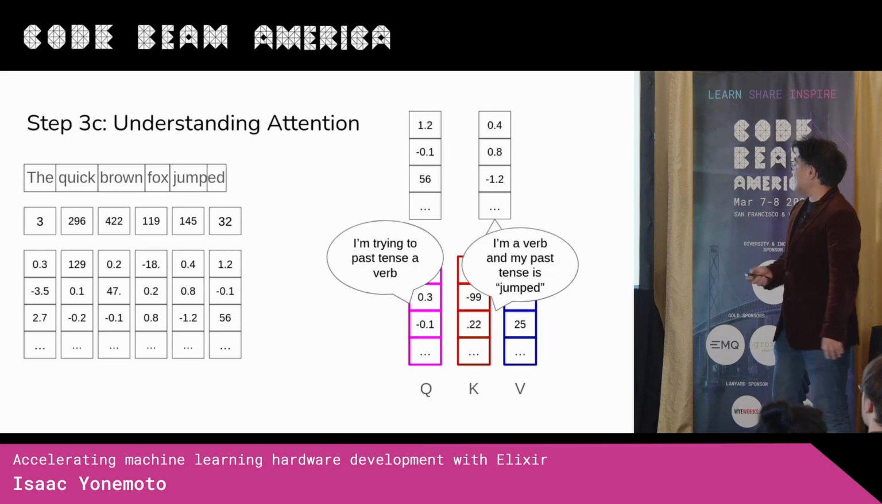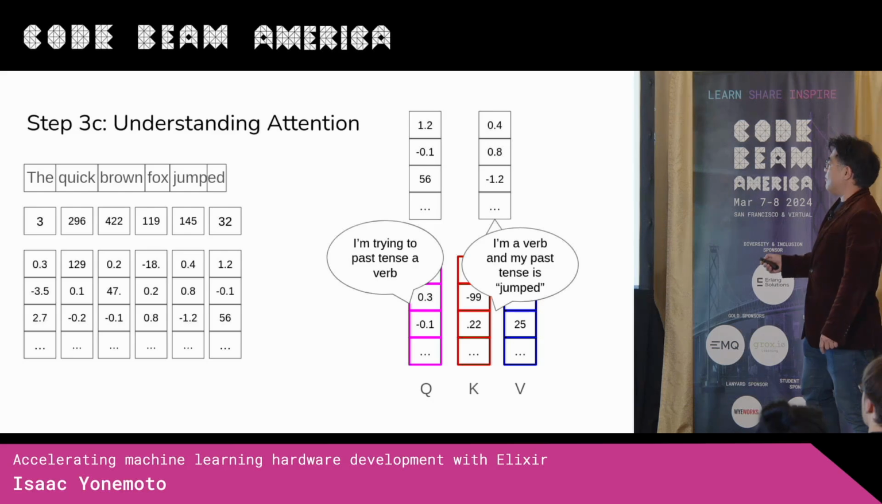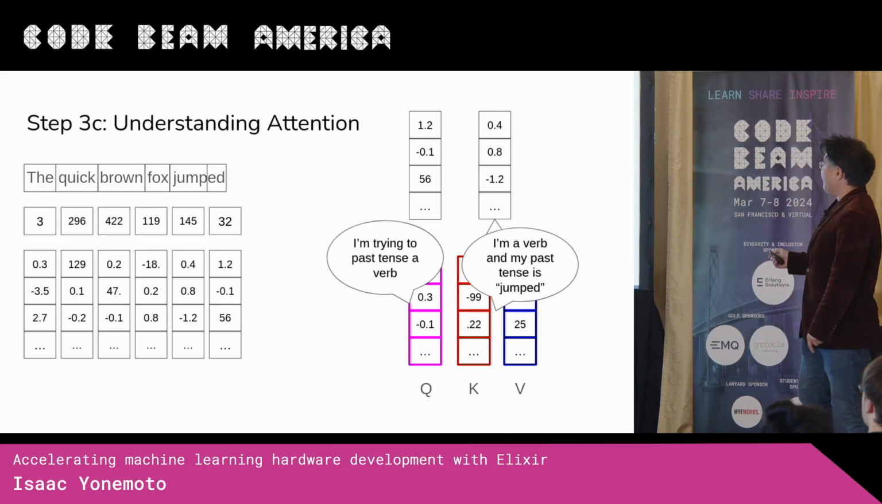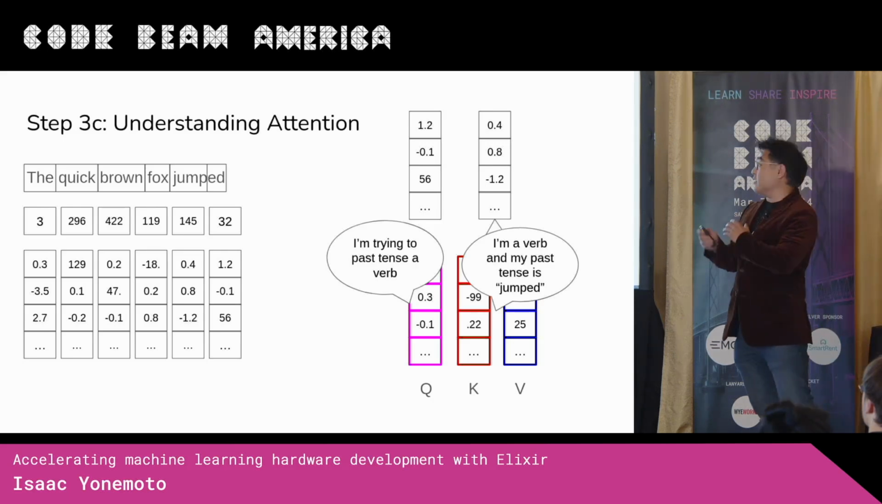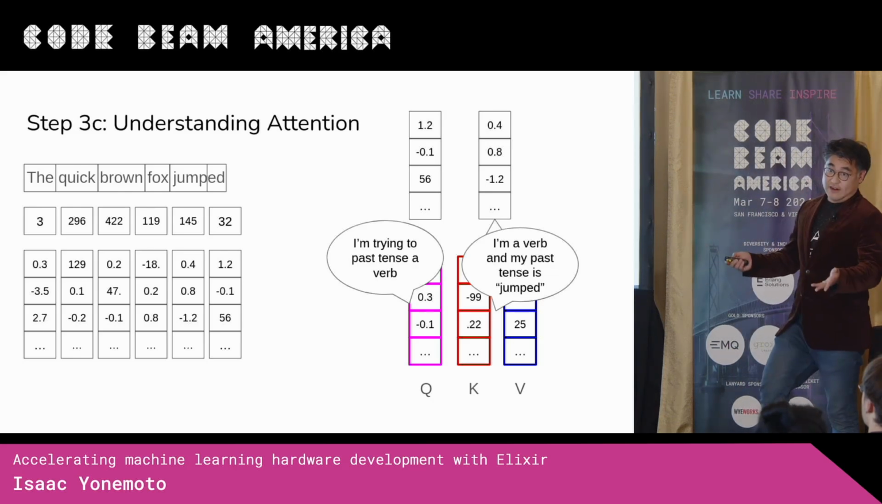Another way to think of this, which is maybe a little bit more accurate, is that the query presents, among other parts of this vector, a part that says, I'm trying to past tense the verb. And the key says, I'm a verb, and my past tense is jumped. That comes from the key value pair. Okay, and the other important thing is that because this is such a huge vector, it's 4096, right?